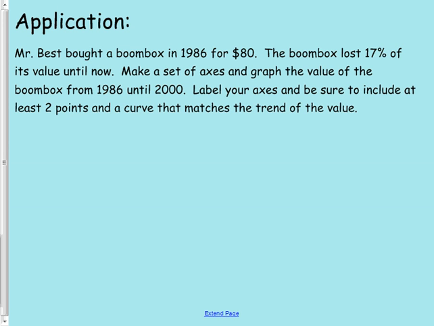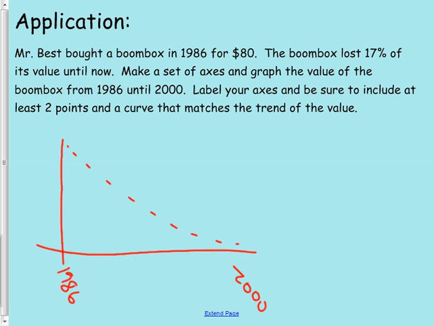Make a set of axes and graph the value of the boombox from 1986 until 2000. That's really easy. Here's 1986, and here's the year 2000. And do you get that the value is going to go down, down, down, down, down? Do you get that that's kind of like exponential decay? That's what's going on here. Okay? And how do you write these? You write them y equals the starting value goes here.